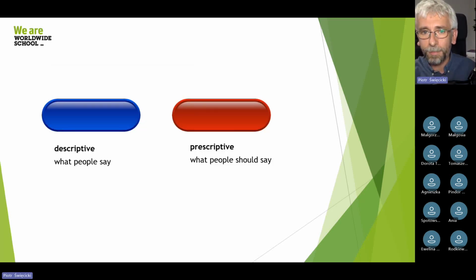What the prescriptive approach means is that linguists, grammarians, again, there's a second group of them, and they say, this is what you should say. These are the rules. If you break the rules, you make mistakes. Okay. If that's what you like, you can take this approach. But as I said, the descriptive approach is better.